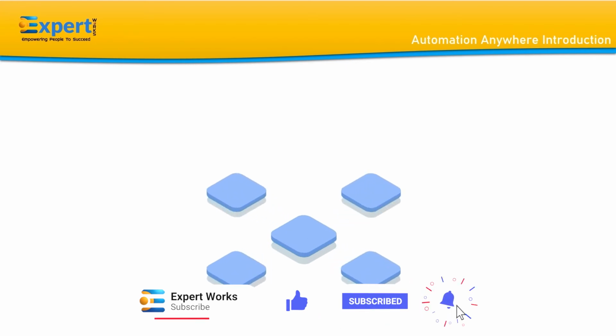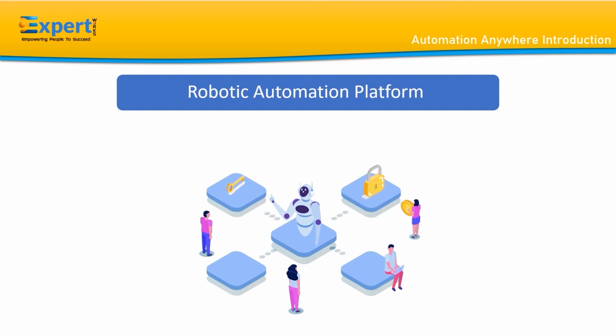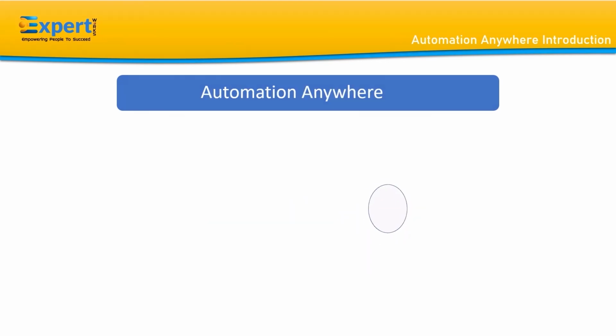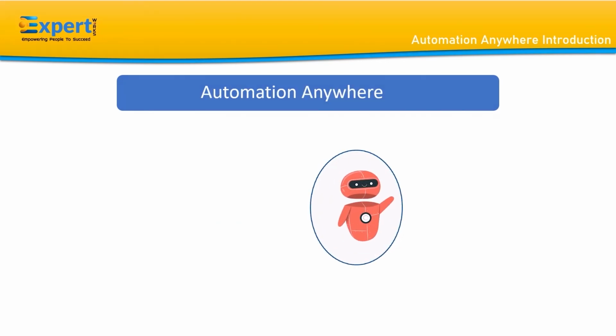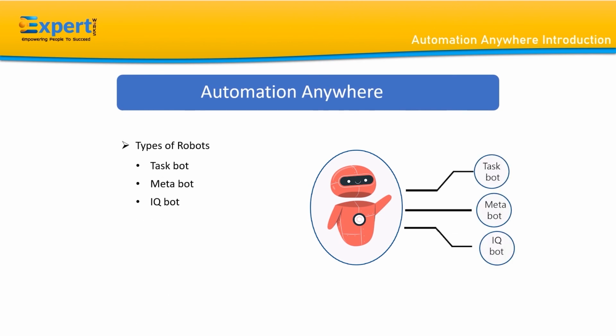Many organizations today depend on robotic automation platforms to develop their intelligent digital workforces. Automation Anywhere uses three types of robots to create processes, namely TaskBot, MetaBot, and IQBot.